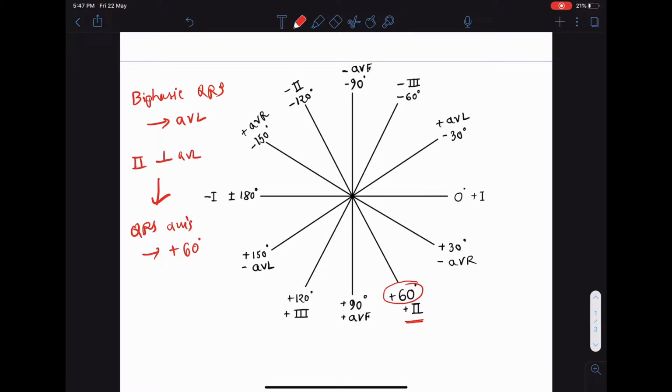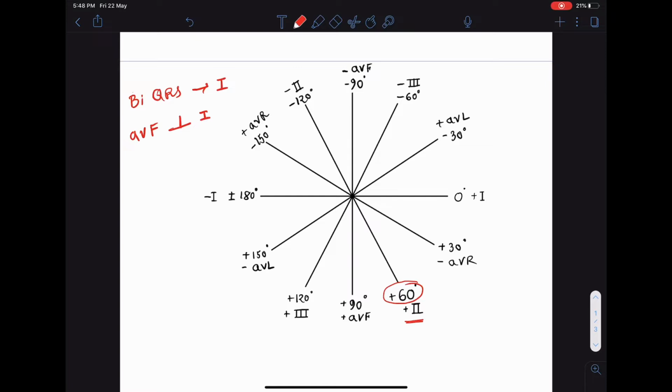Fine. One more example we can take. Suppose we have taken an ECG and we found that in lead 1 there is a biphasic QRS complex. Biphasic QRS in lead 1. That means the direction of QRS axis is perpendicular to lead 1. And we already know that lead aVF is perpendicular to lead 1. So what we have to do is look at the QRS complex in lead aVF.